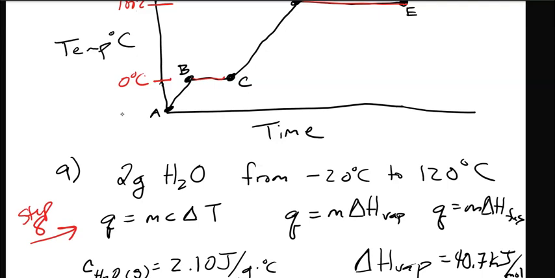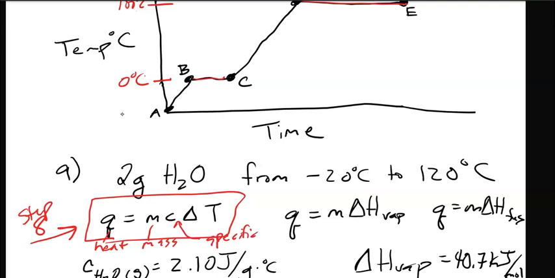The first one should look familiar to you from your previous chemistry experience. That is the heat equation, or Q equals MCΔT, as some people say. Q stands for heat, M stands for mass, C stands for the specific heat capacity, and delta T is the change in temperature. That'd be the final temperature minus the initial temperature, in that order.